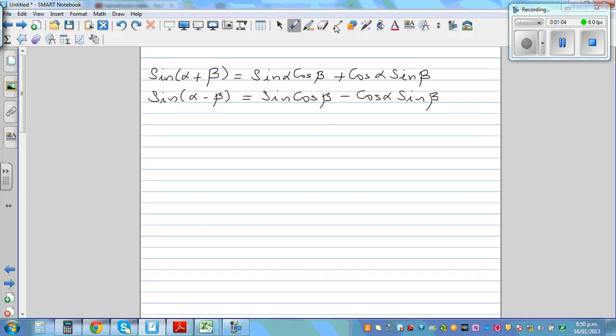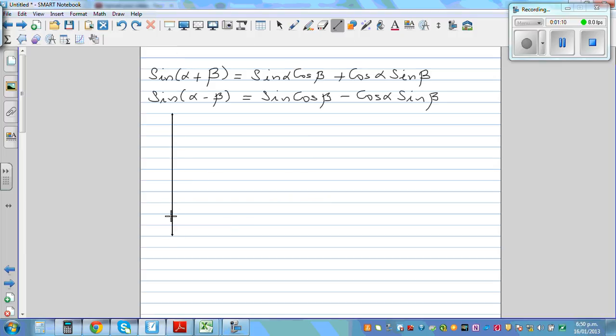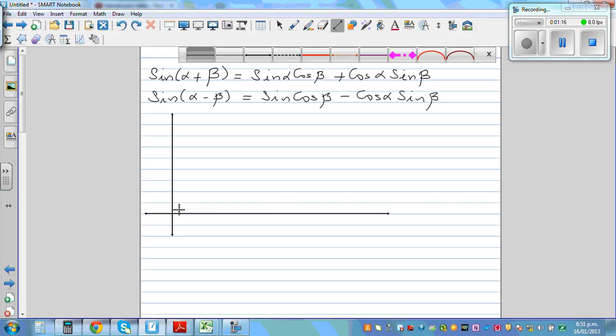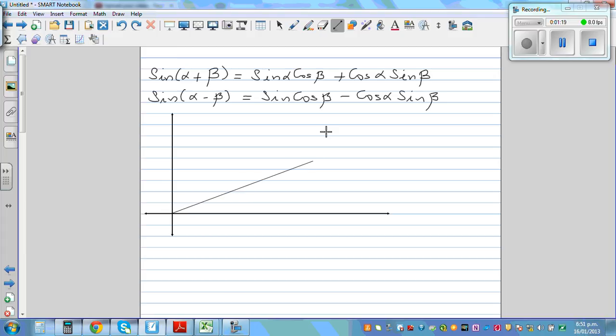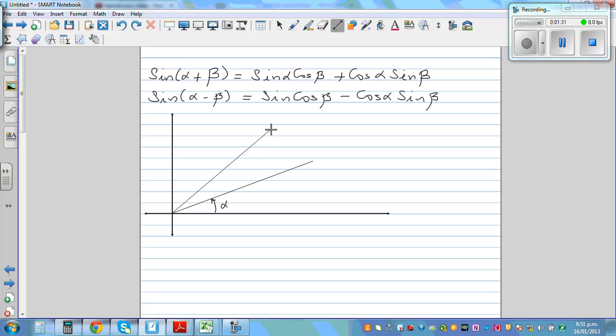So let me draw the y and the x axis. Suppose this is the y and this is the x axis. And let me draw a ray. Say this is a ray, and this makes an angle of say alpha with the x axis. And let me draw another ray, making an angle beta. So this angle is beta. So this angle is alpha plus beta. I hope you can see that.